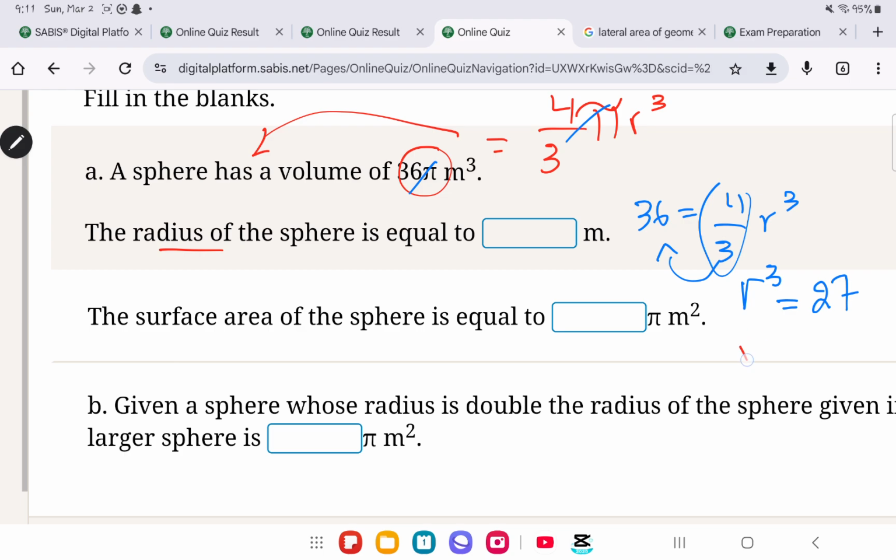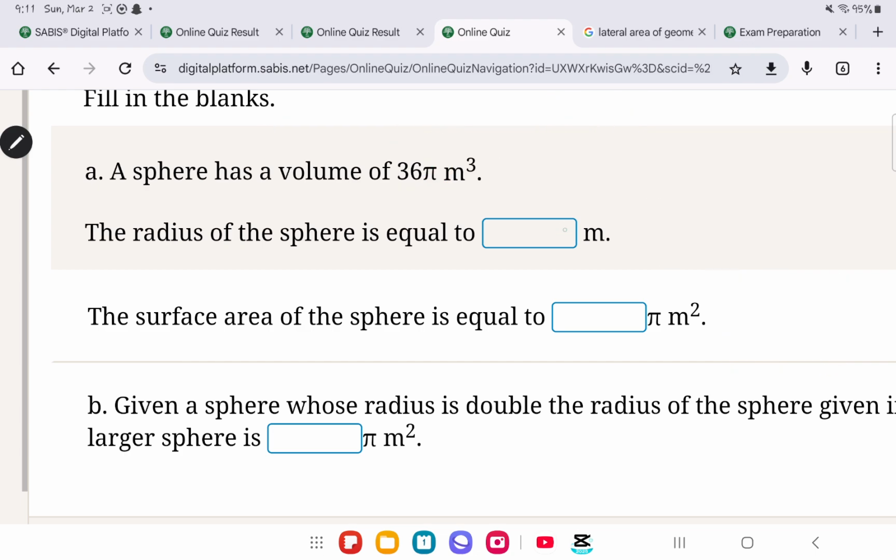Okay, and again, you could either do it mentally. It's easy, it's going to be 3. You're going to get that r is 3. Or if you can't do it mentally, you do shift radical. You're going to get the cube root. You will put the number, which is 27, and you will get the answer 3. So we found the radius of the sphere being equal to 3 meters.